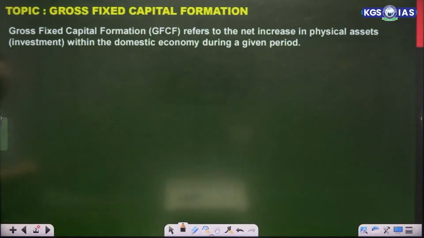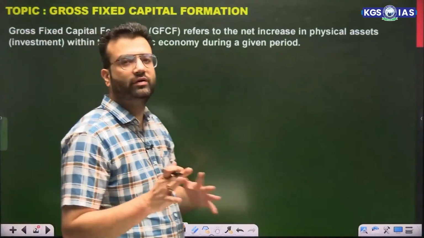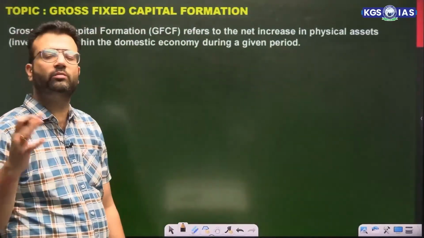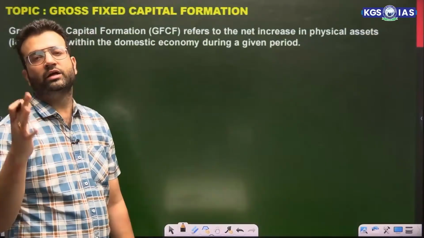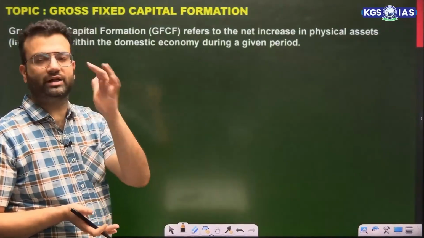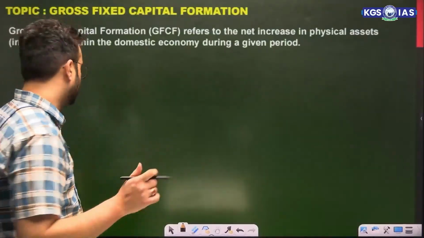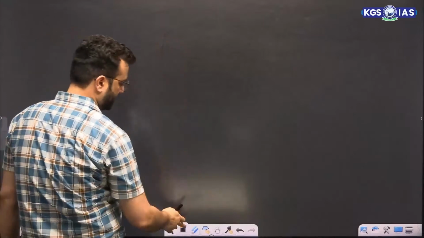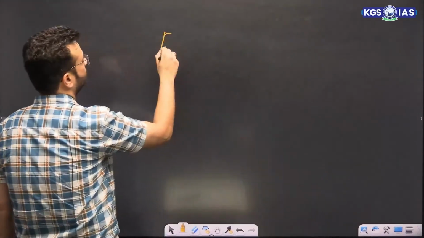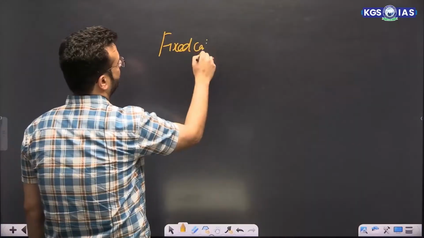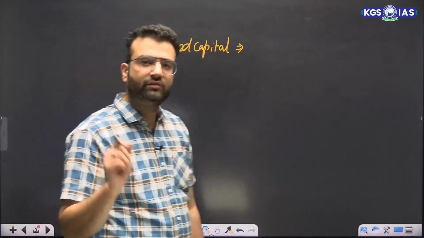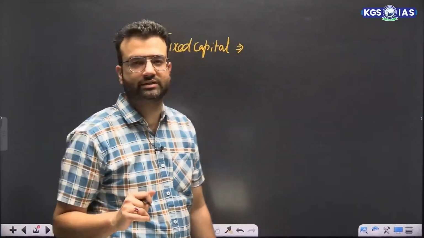So the topic for today is gross fixed capital formation. See, capitals are of different types. First is fixed capital. Second is working capital, human capital, social capital, economic capital. There are different types of capital. What we are discussing here is fixed capital. What is fixed capital? That form of capital which is invested in fixed assets.